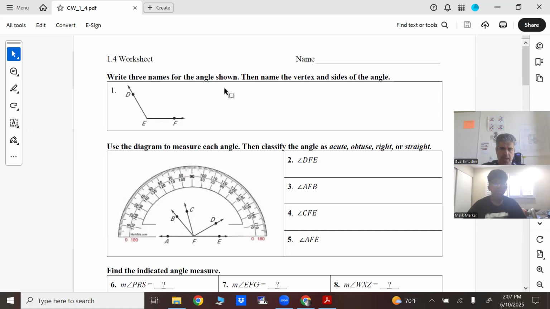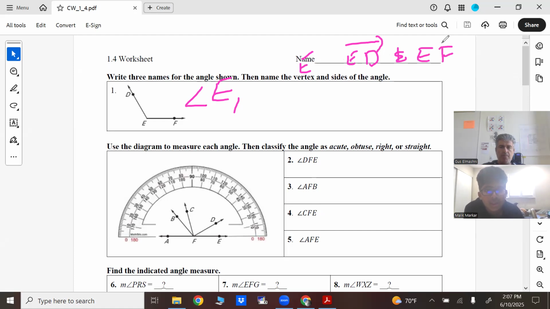Write 3 names for the angle shown here. You can call it angle E because E is the vertex, and the sides are clearly DE and EF. You would say ray ED and ray EF as rays. Then angle DEF or angle FED.